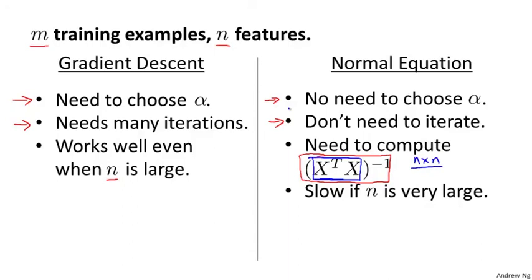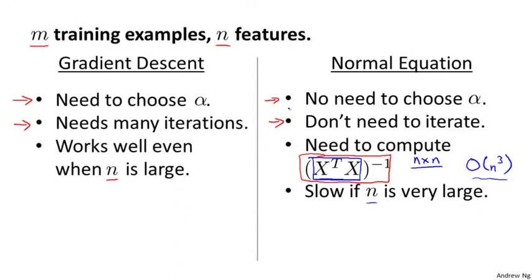And on most computer implementations, the cost of inverting a matrix grows roughly as the cube of the dimension of the matrix. So computing this inverse costs roughly order n cubed time. Sometimes it's slightly faster than n cubed, but it's close enough for our purposes. So if n, the number of features, is very large, then computing this quantity can be slow, and the normal equation method can actually be much slower.